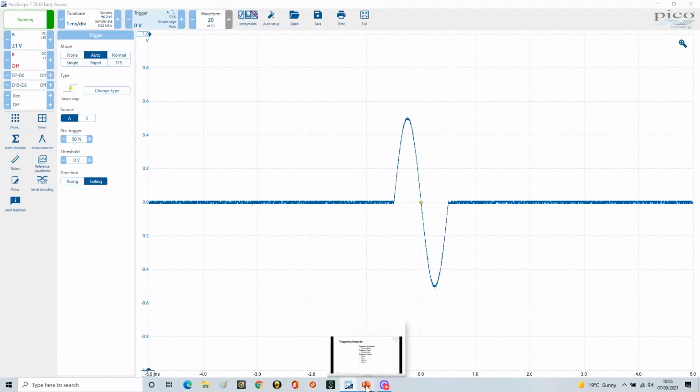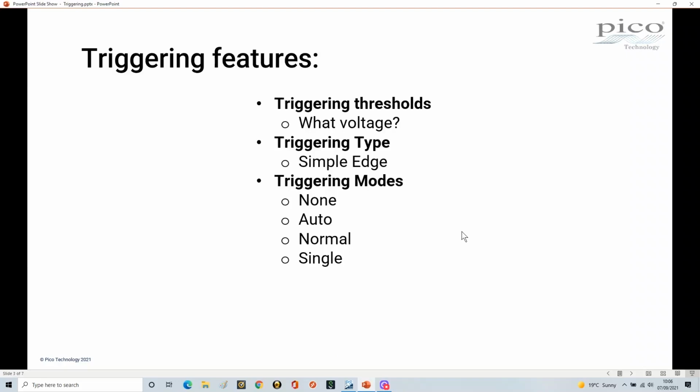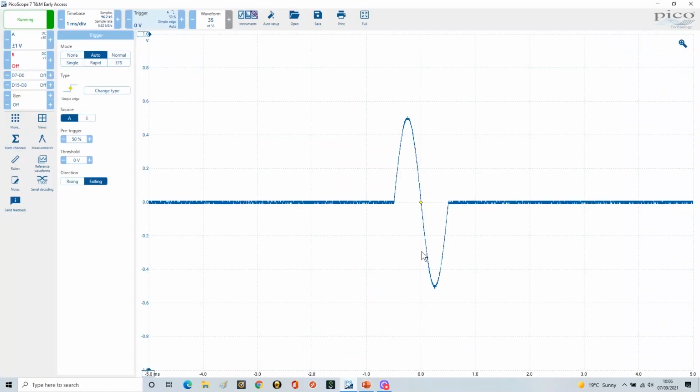So let's go back to our presentation. So hopefully that explains the difference between none, auto, normal, and single. So then we've got the triggering edge, of which there's positive and negative. So let's go back to our scope here. So what difference does this make? Well, at the moment it is set to a falling edge. So what it's doing is it's triggering. So let me just go back to normal here so we actually catch this properly.